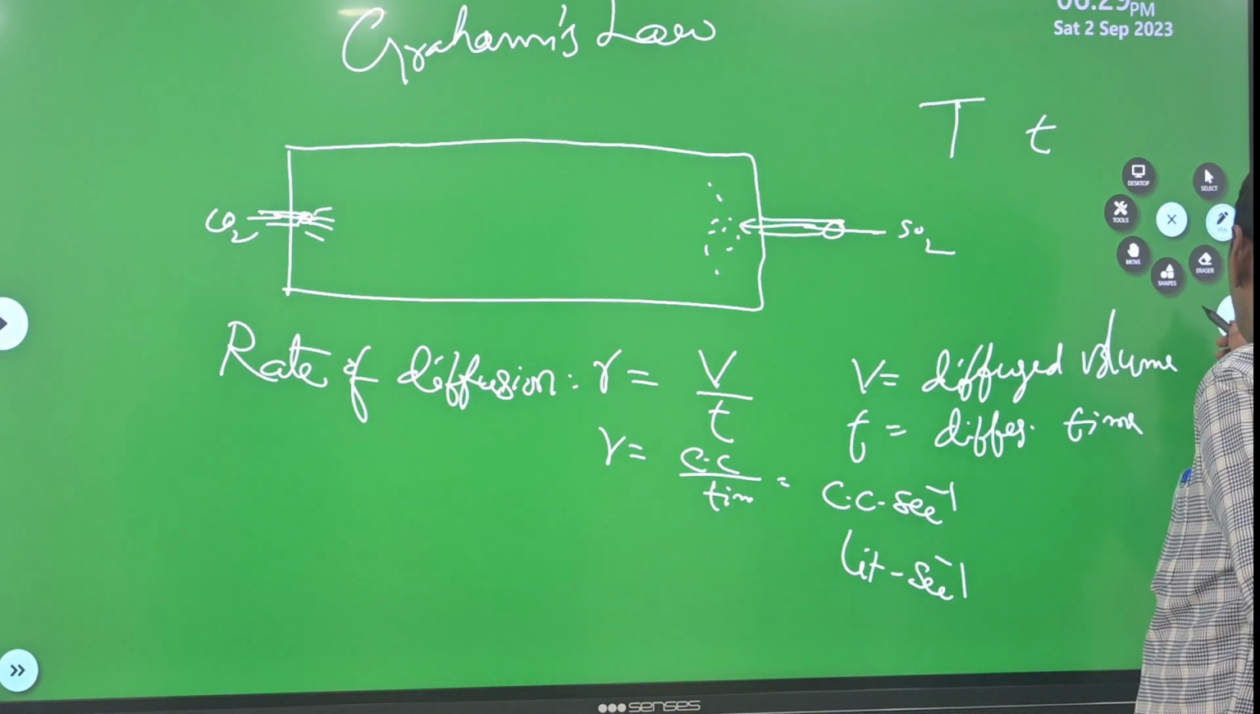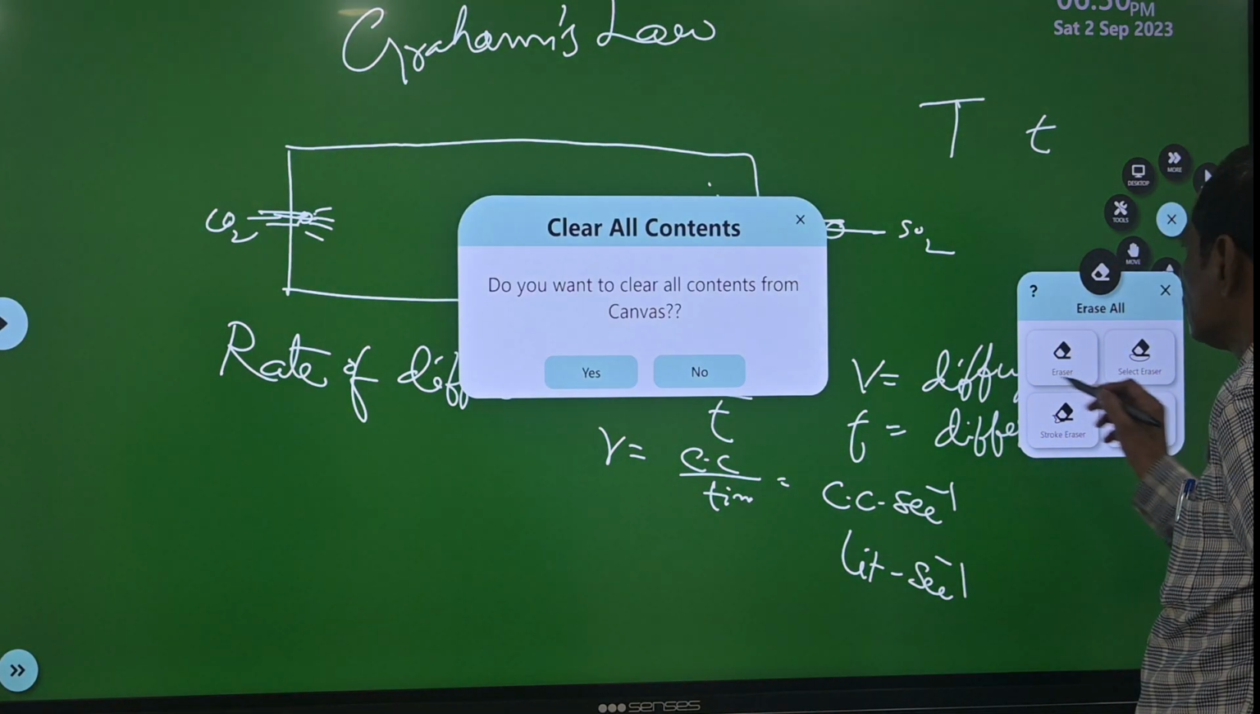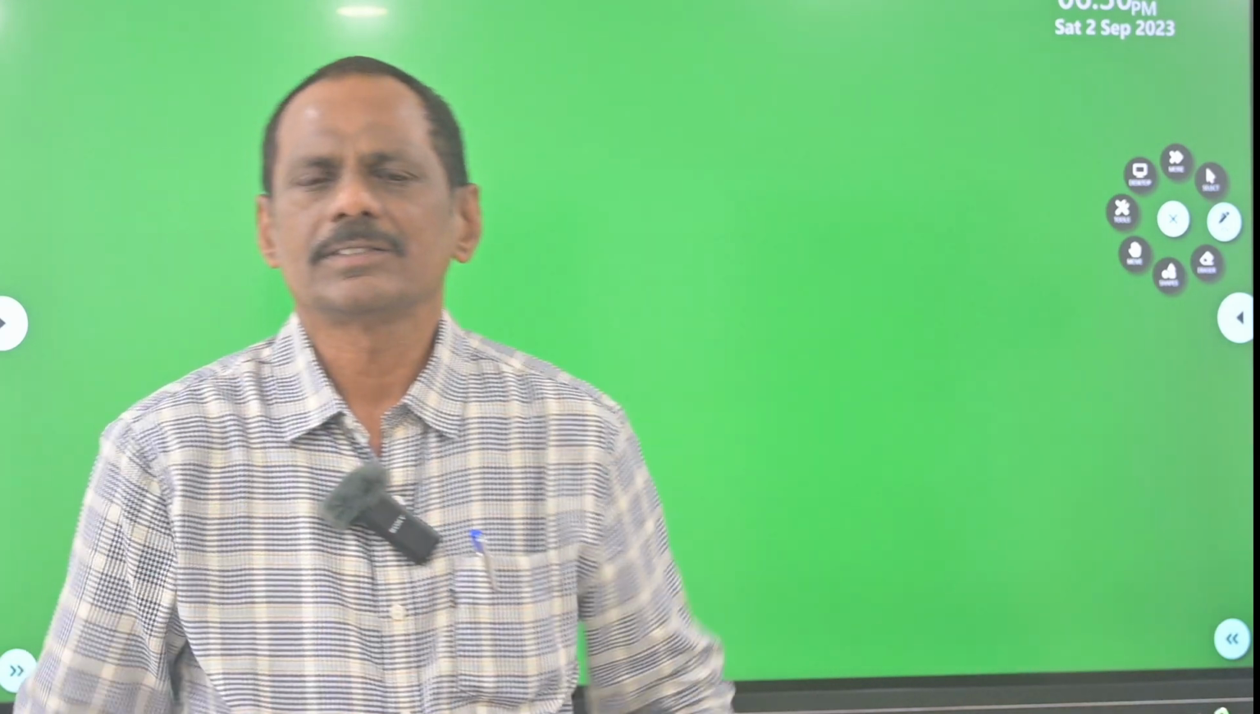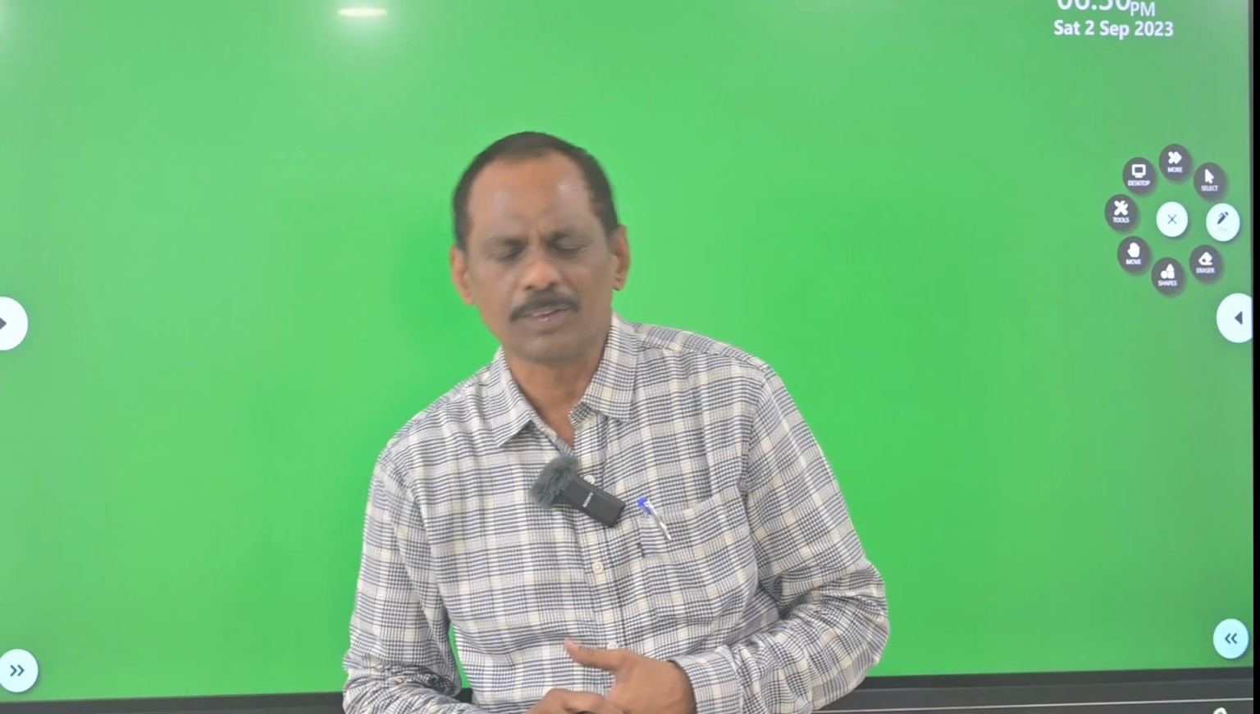Then coming to Graham's law. What is Graham's law? A scientist named Graham studied the rate of diffusion of gases and their relation with the density. He studied the relation between the rate of diffusion of a gas and its density, and he found a relation. He gave a definition as per his observations, that is, he stated a law called Graham's diffusion law.